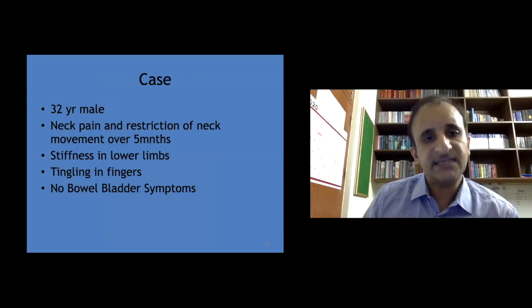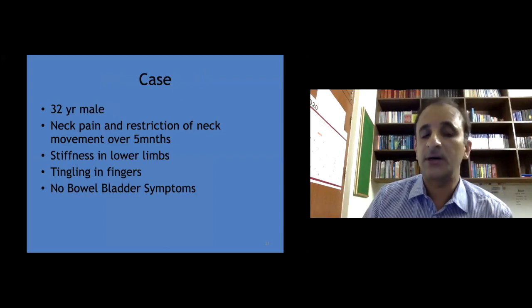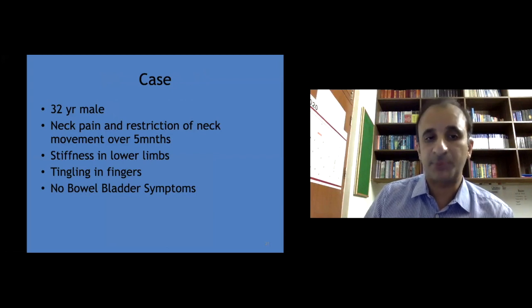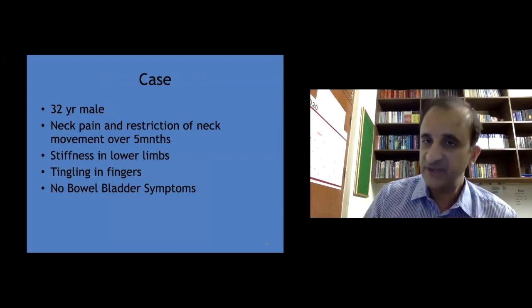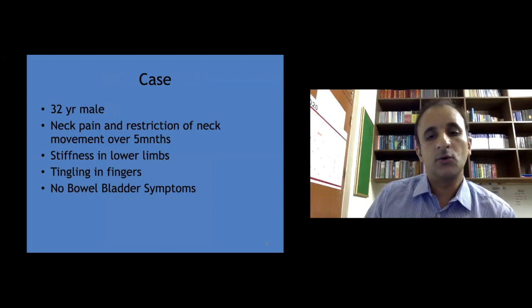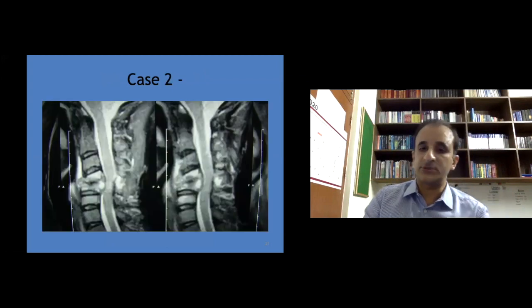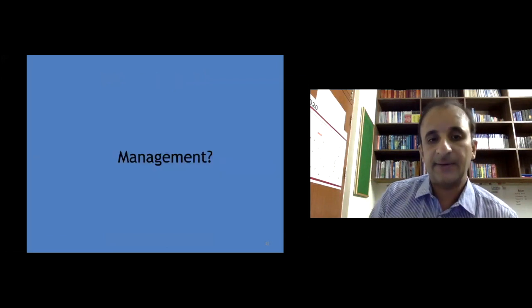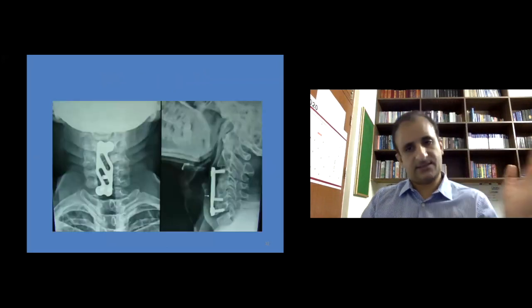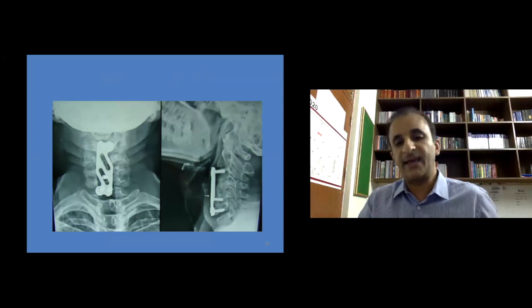Then next case is a 32-year-old. He's a vegetable vendor, a hawker, with neck pain, restriction of neck movement for 5 months, progressive disease, stiffness in lower limbs, tingling, no bowel and bladder symptoms. And he came with the anterior and posterior disease. Again, this is a typical straightforward case.